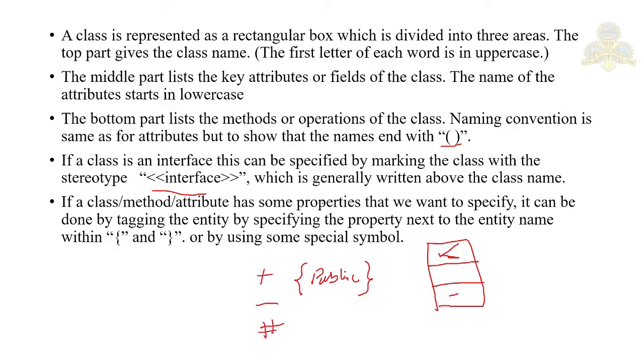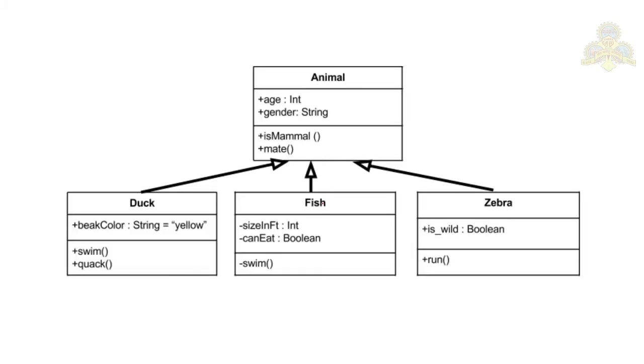Okay, the basic example of what we discussed in this slide, we can see here, right? In this diagram we have four classes: animal, duck, fish, zebra. These are the four classes, and each class is represented in a rectangular box, and it has been divided into three parts. The first part contains the class name, and the naming convention is important here. The first letter should be capital.